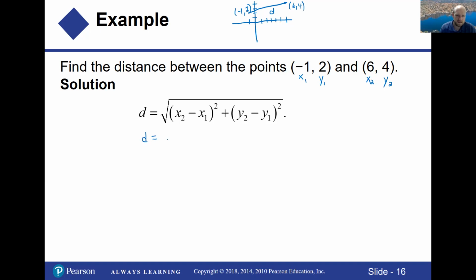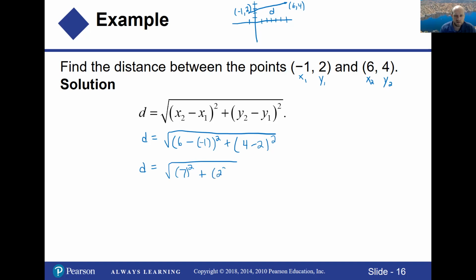And then all we do is we take that and we substitute those in. So I have my second x point was 6 minus, be careful, -1, square that. So you need parentheses around the -1 and then close the parentheses off. And then our second y point was 4. Our first y point was 2, and square that. So now this is 6 minus -1, that is 7. I have to square that, plus 4 minus 2 is 2.